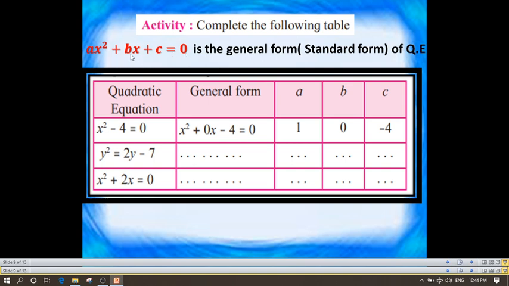So if we equate this with ax square plus bx plus c equal to 0, we have a is equal to 1, b is equal to 0 and c is equal to minus 4. So a is equal to 1, b is equal to 0, c is equal to minus 4.